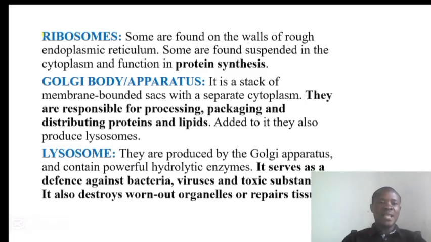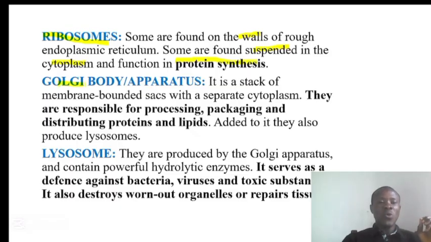Next we have the ribosome. The ribosomes are round in structure and they are found on the walls of the rough endoplasmic reticulum. Just like I explained, the rough endoplasmic reticulum has ribosomes attached to it. But we have some of these ribosomes that are found suspended in the cytoplasm. They are not attached to the rough endoplasmic reticulum. And the function of these ribosomes is that they help in protein synthesis.